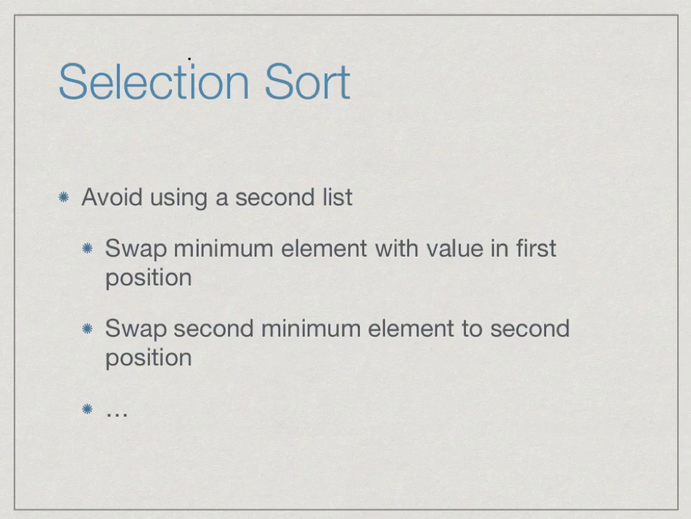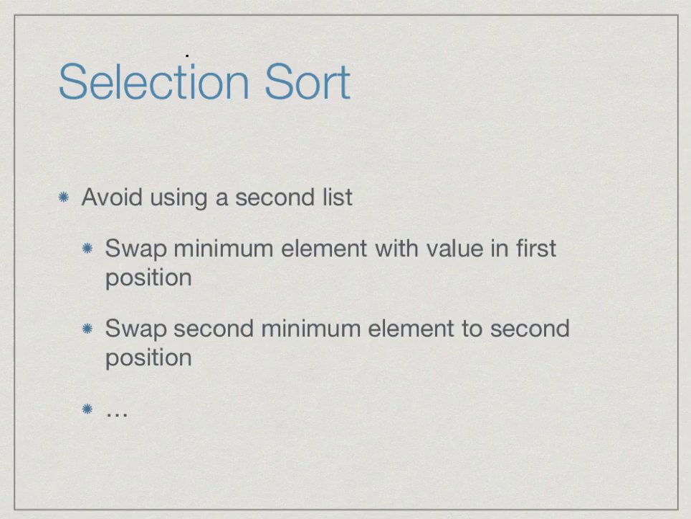So in the algorithm that we executed just now, we needed to build up a second list, or a second sequence, to store the sorted values. So we kept pulling out things from the first sequence and putting them in the second sequence. However, a little bit of thought will tell us that we don't need to do this.